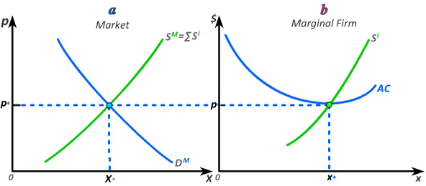When something then changes, we can ask which of the curves in these pictures change, and then trace through what happens in both the market and the marginal firm.